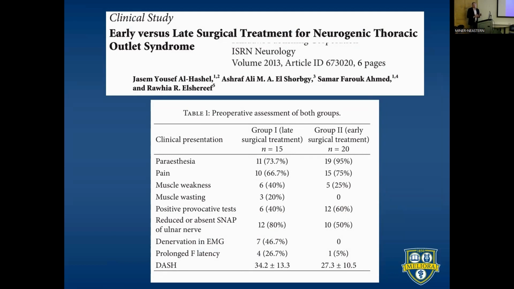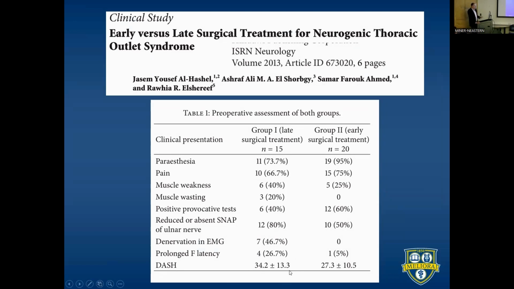This is the important thing, the important message, and I mentioned this in the beginning: the delay of diagnosis is hurting patients. And this is what this study showed. It's a very small sample, only 35 patients, but they looked at patients who were treated late versus early, and there was a big difference in the amount of improvement.